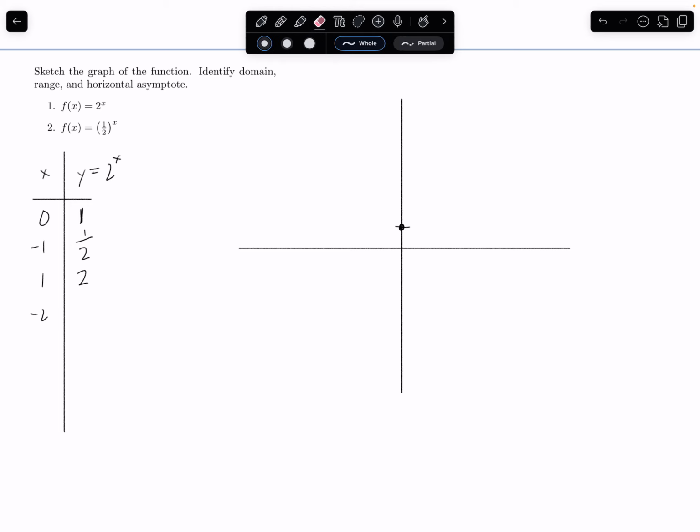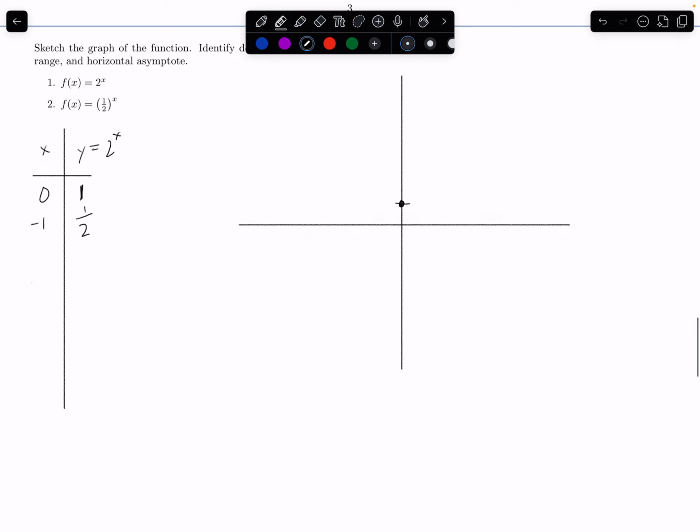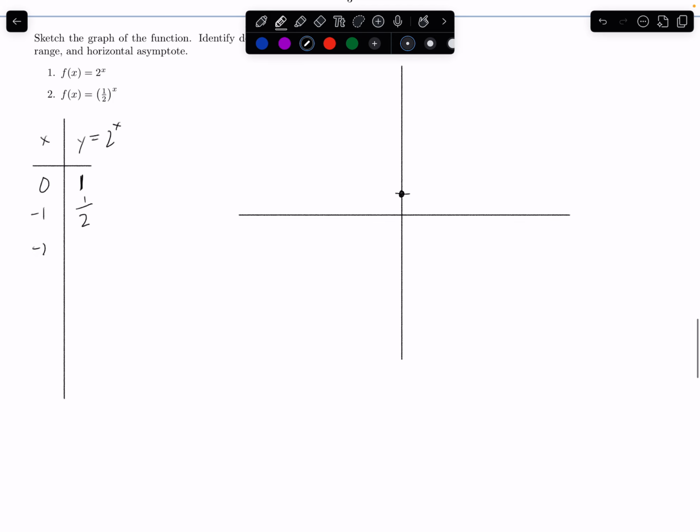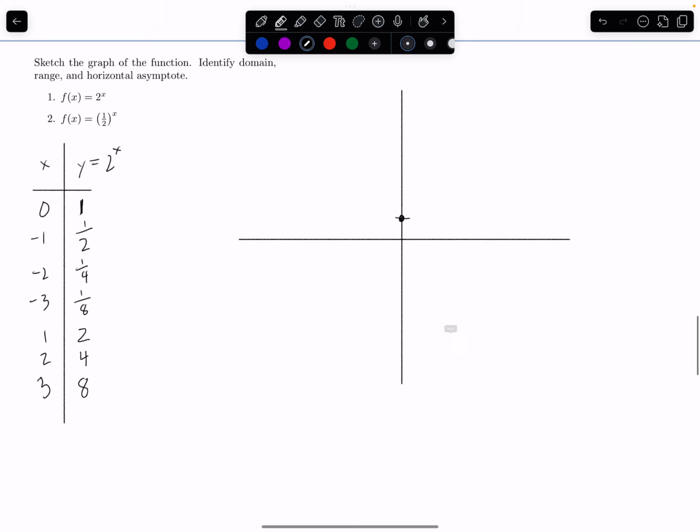You know what, guys? I'm going to arrange this a little differently. Let's do it like this. We're going to continue going to the left: -1, -2, -3, and then how about 1, 2, 3 like this? So 1 we saw was 2. -2 would be 1 over 4, 1 over 2 to the second. -3 would be 1 over 8, 1 over 2 to the third. +2 would be 2 to the second, which is 4, and +3 would be 2 to the third, which is 8. So let's just plot these points and see what we're talking about here. At 1, we're at 2. At 2, we're at 4. And at 3, we're at 8.